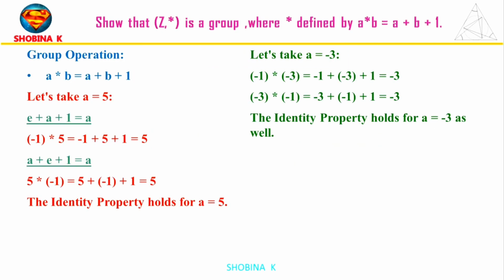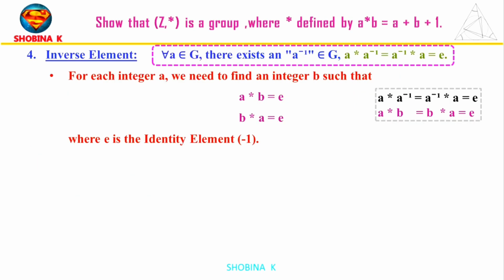Now let's verify with integers. Let's take a = 5. On replacing the value 5 for a in the equation, we get 5. In both cases, we get the same answer. So the identity property holds for a = 5. And we can check for negative integers also. And finally, we need to discuss the fourth property, inverse elements.